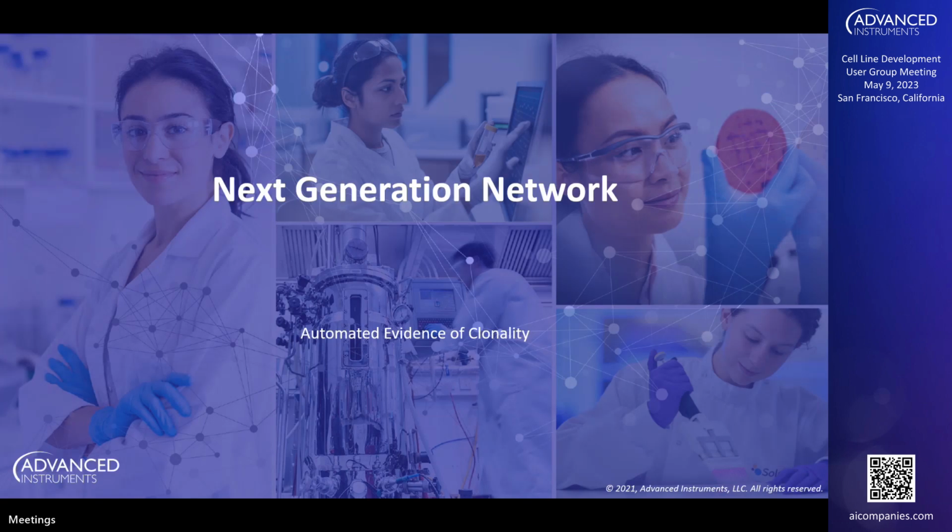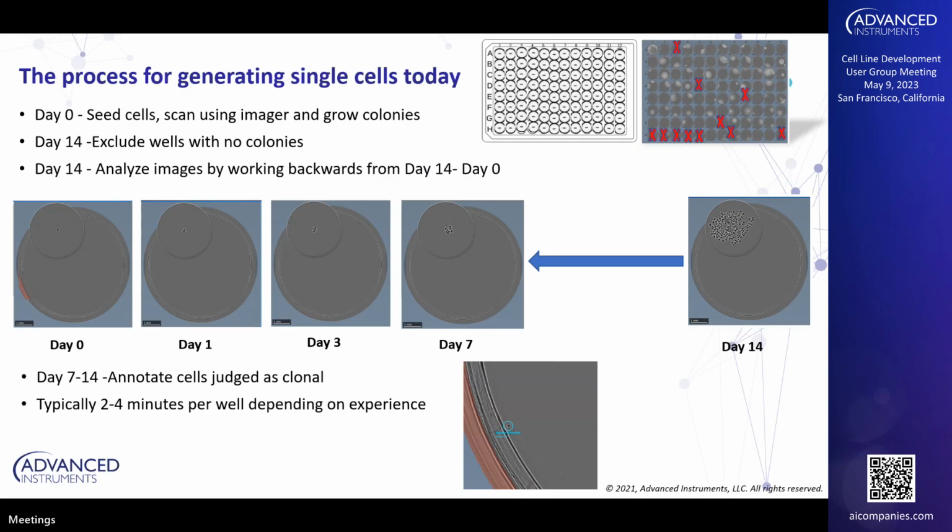And then, so I briefly wanted to talk about the newest neural network that we've implemented in the CellMetric X, which is our automated evidence of clonality network. And to do that, I wanted to set the stage and talk about how clonality assurance is done currently using our legacy instrument, the CellMetric X. And I would imagine most of, if not all of you, probably employ a similar workflow.